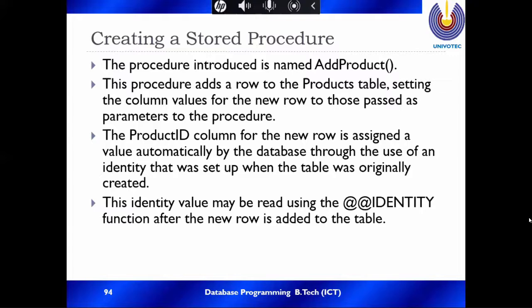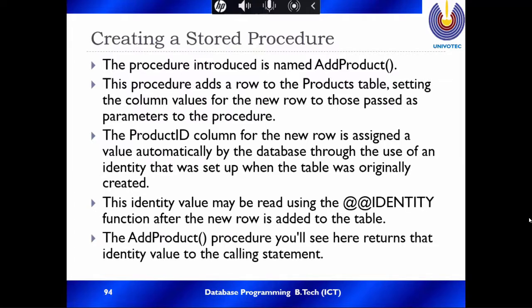This identity value may be read using the identity function, after the new row is added to the table. Using the identity function, you can get the last row and the next row number.